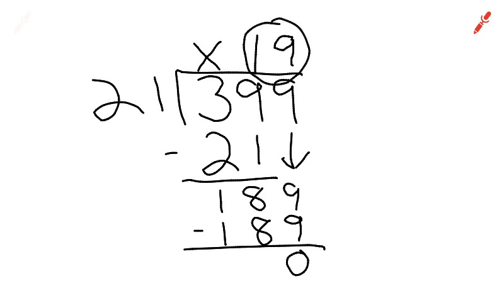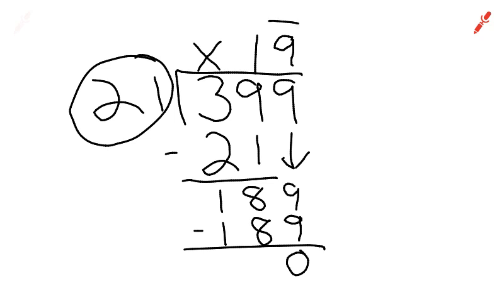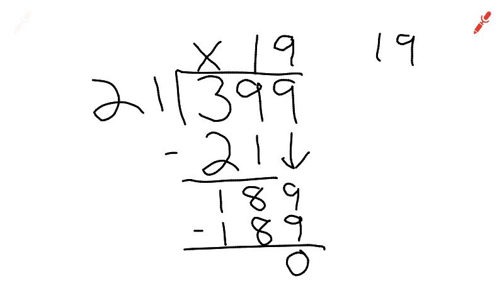In the directions it says divide and check. So you have to check it. In order to check it, you multiply this number and this number here. And if it's correct, you'll get that number there. Let's go ahead and do that. 19 times 21.